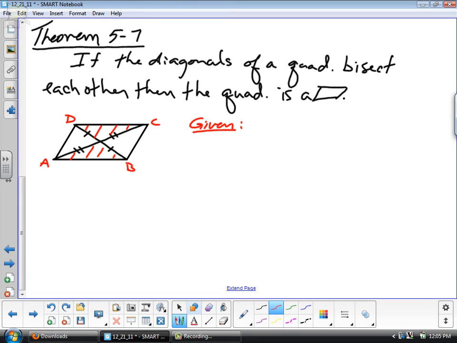What we are given here, Justin, is that AC and BD bisect each other. All right. What we want to prove is that this makes this a parallelogram. And we're going to do that by showing one pair of opposite sides are both congruent and parallel.